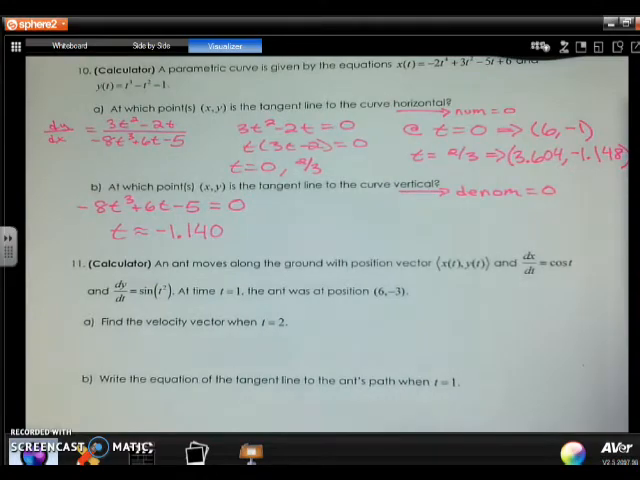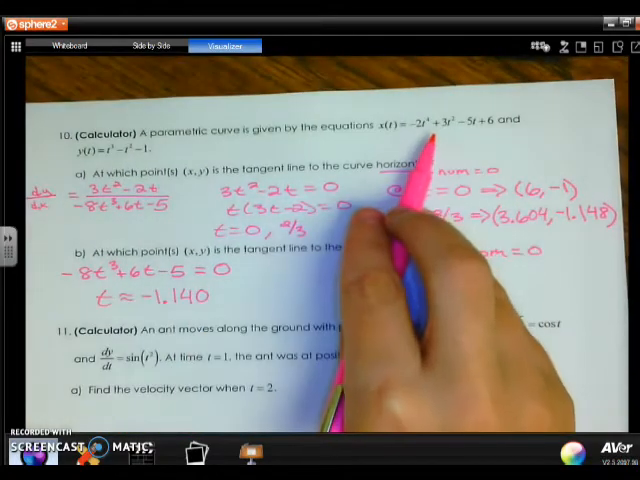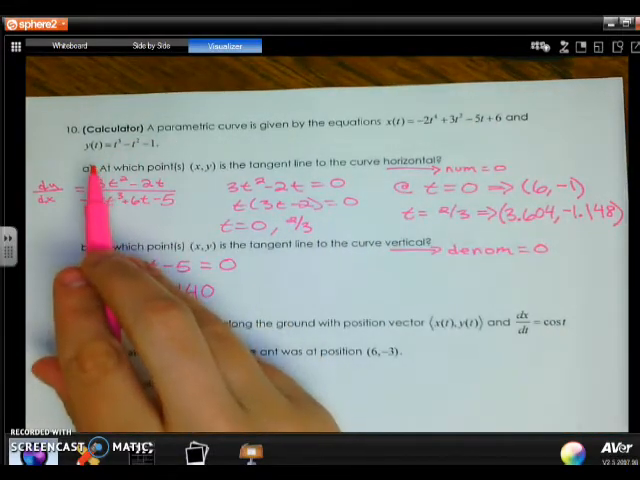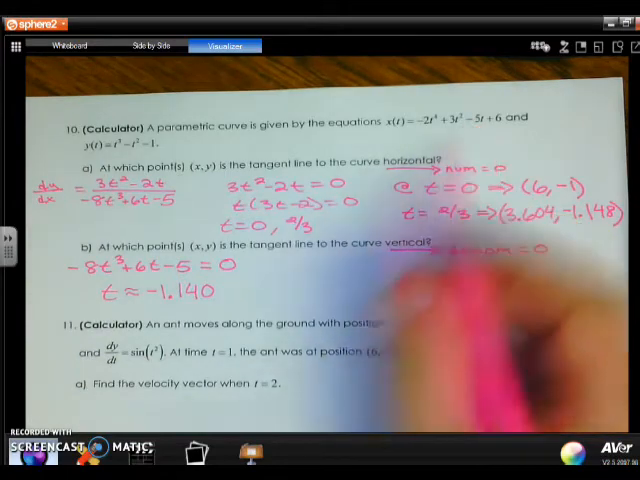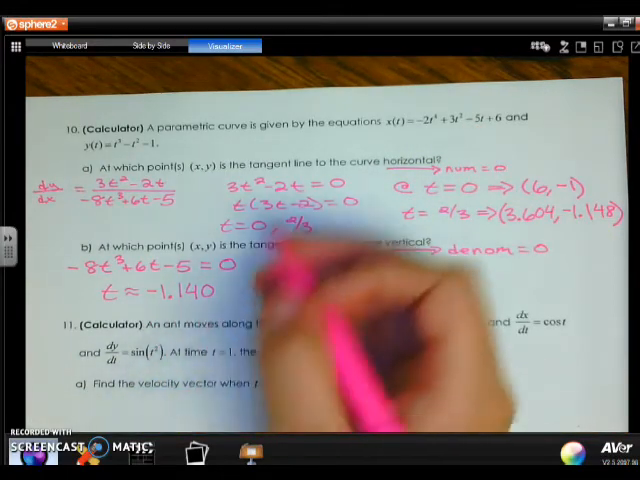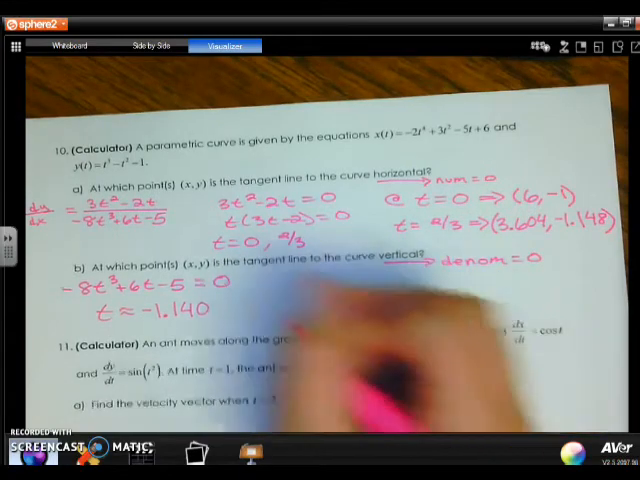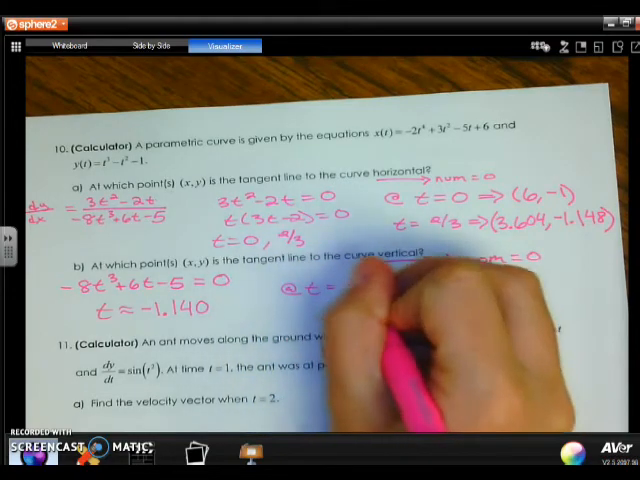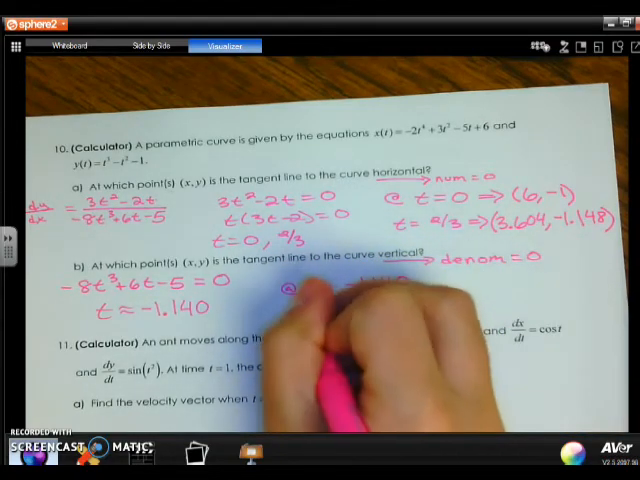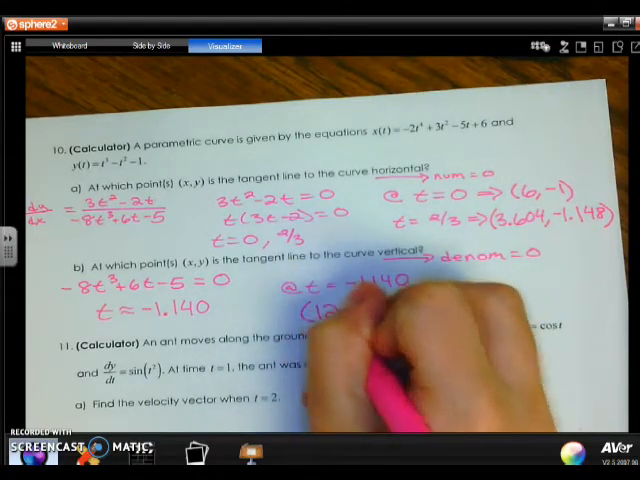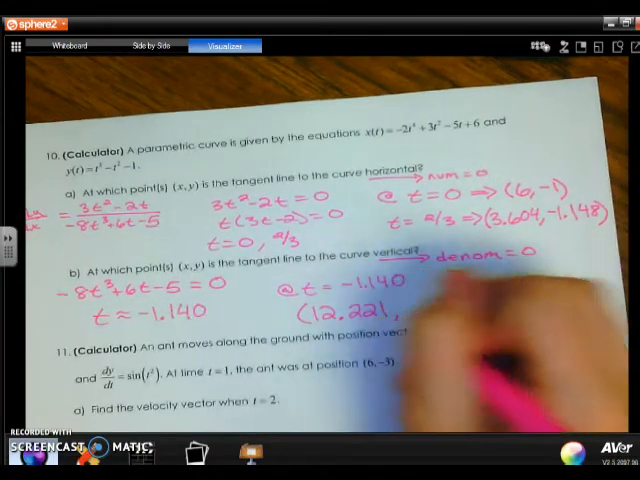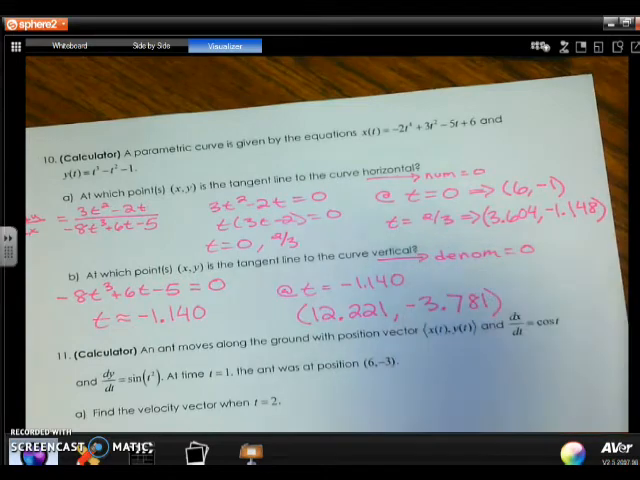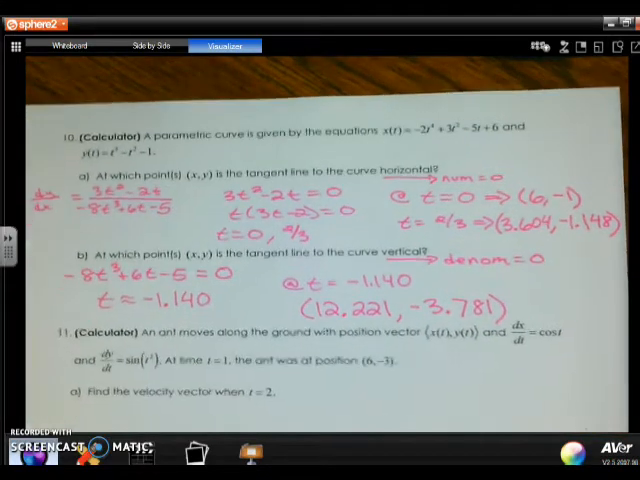Once you have that, then you need to take this and plug it back into the originals. One suggestion I have for that, you might want to take this, throw it into your y1, take that, throw it into your y2, and then you could just do second calc value and then plug in negative 1.140. That might save you some time. Or, you could just carefully plug it in. Either way, you could say at t equals negative 1.140, the point that you would get, I got 12.221, comma, and then negative 3.781 as my point there. Okay, so that's how you do number 10.